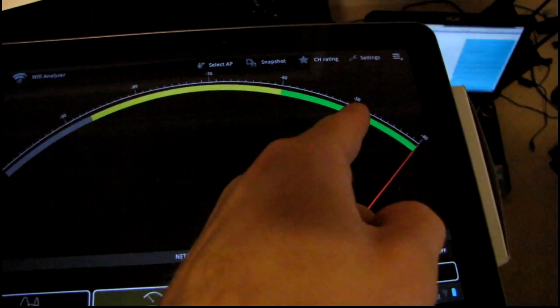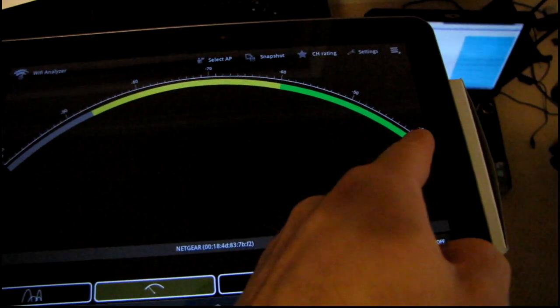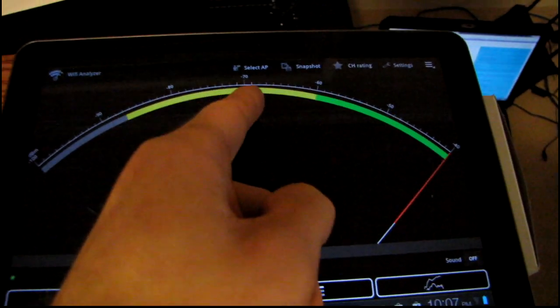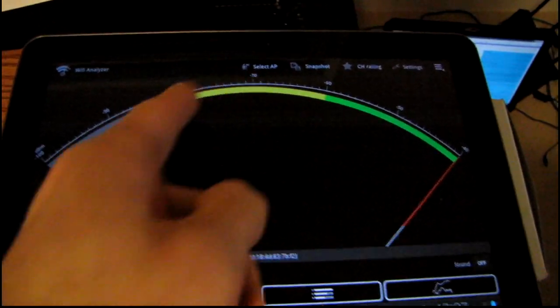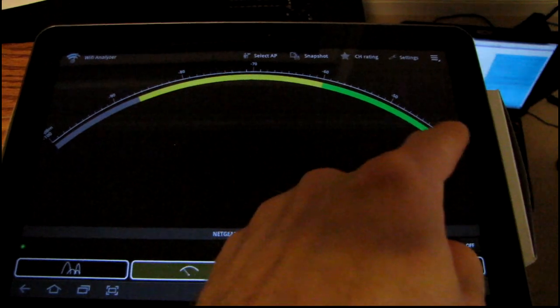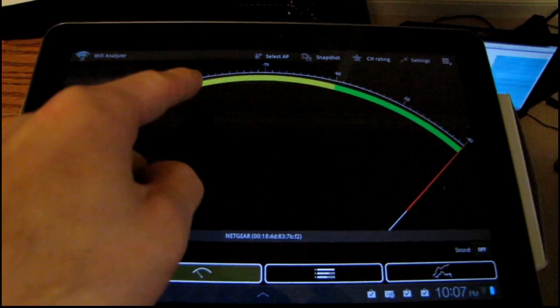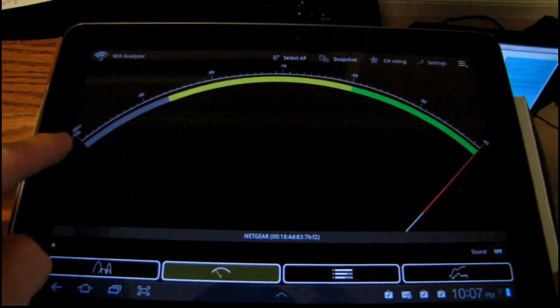Minus 60 is 1/10 as strong as that, or 1/100 as strong as this. Minus 70 is another 1/10 of 60, 80 is of 70, and so on and so forth. So 10, 100, 1,000, 10,000, 100,000. A million.